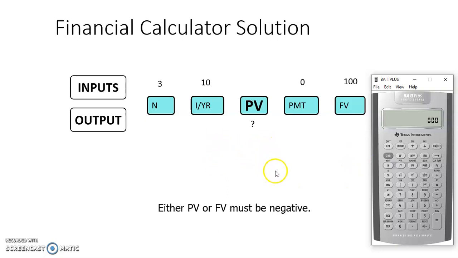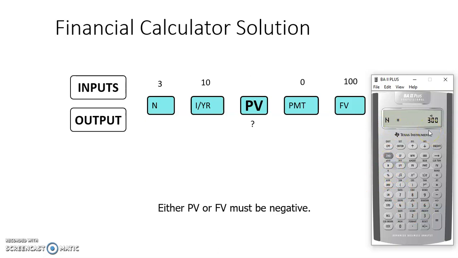Let's start. We would start from left to right. You don't really have to follow an order. It's just helpful for me. So we start with N, or the number of time periods, which is given to be 3. So I type in 3, hit N. So I set N equal to 3.